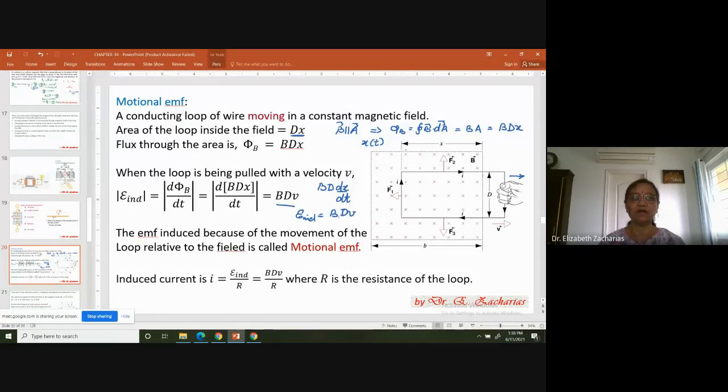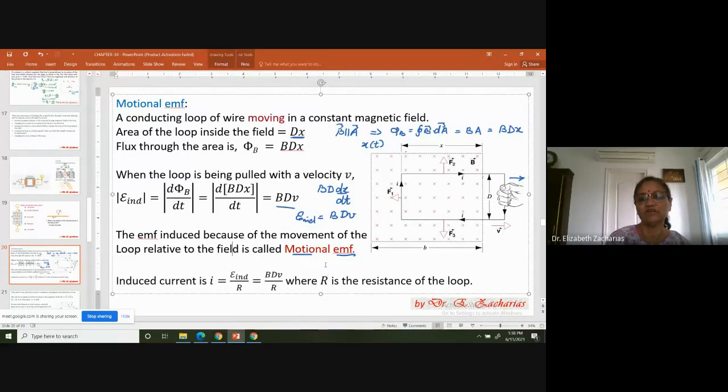So what is happening here? Because of a motion of a loop in the magnetic field, you are changing the magnetic flux, thereby creating an induced EMF and thereby an induced current. Now, because it is happening because of the relative motion between a region of magnetic field and a loop, this kind of an induced EMF is called motional EMF.